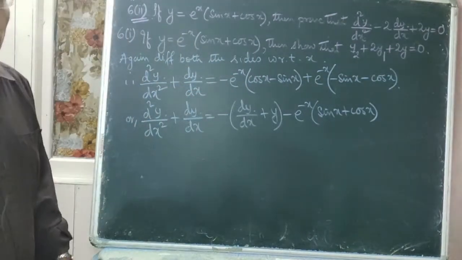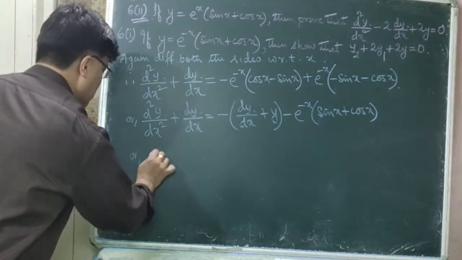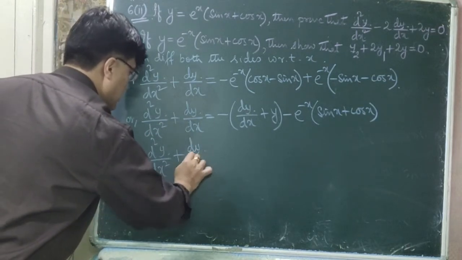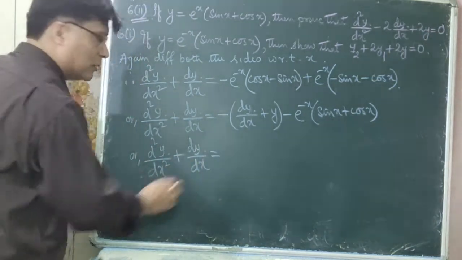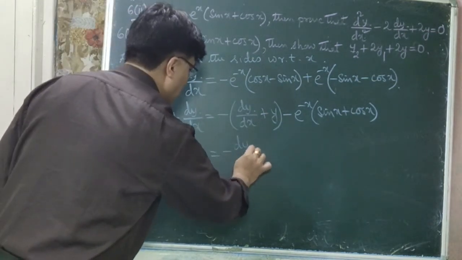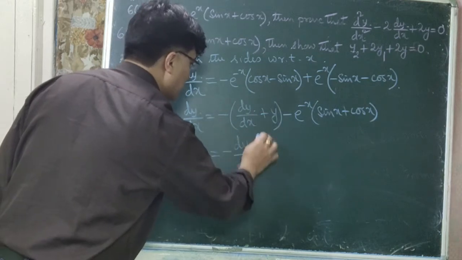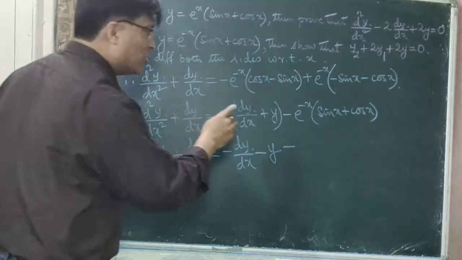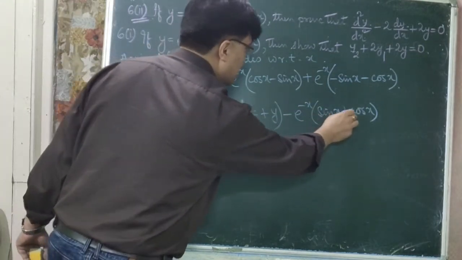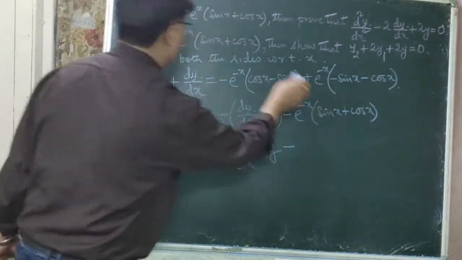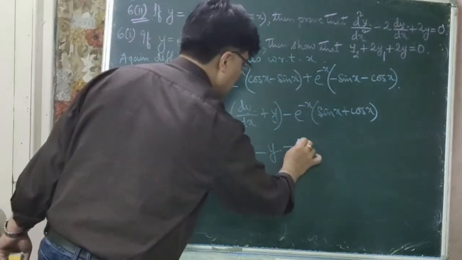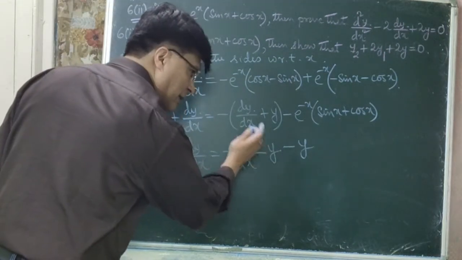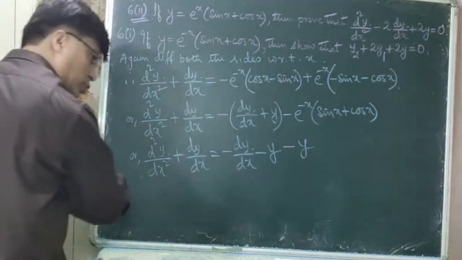So next, what will you do now? This is your d2y by dx square plus dy by dx is equal to, now multiply by minus sign here, minus dy by dx, minus into plus, minus y here, minus, what can you write instead of e to the power minus x into sin x plus cos x? What is this value from given? It is y, isn't it? So write down minus y. Is that clear?